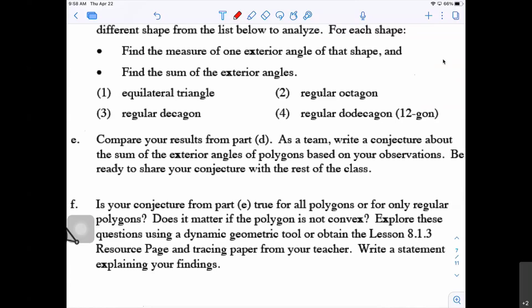What are we doing? Are we ready yet? Not yet? Okay, I'll give you another minute or so. Interior angle. The corresponding exterior angle. And then the sum of the exterior angle. So those 3 things.